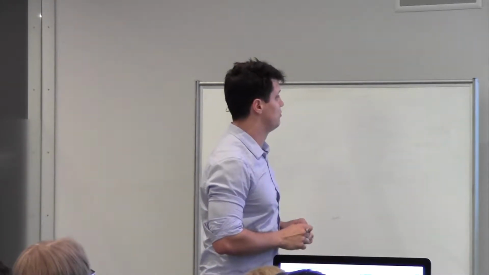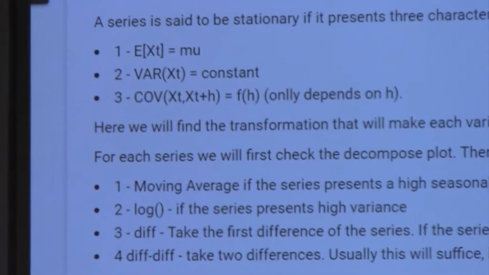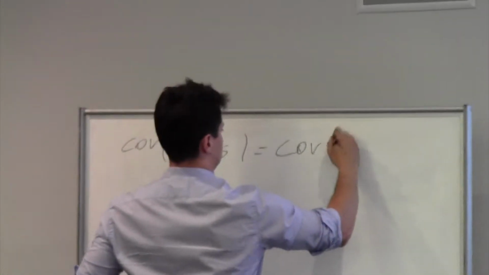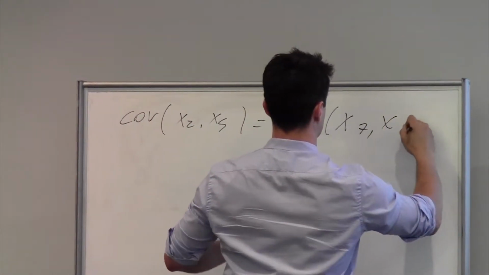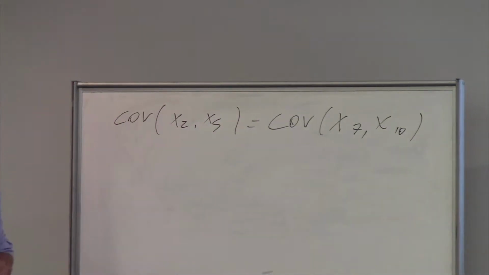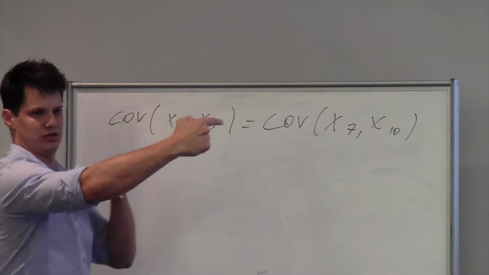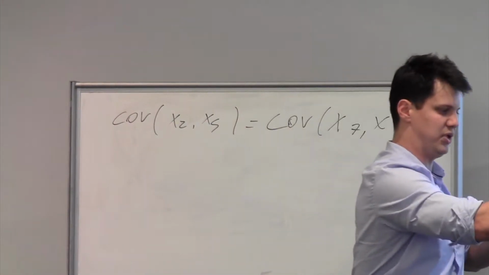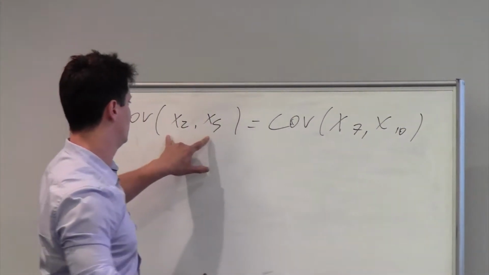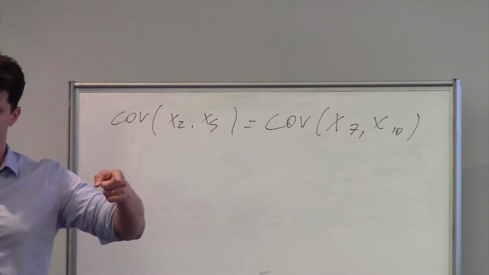And finally, the covariance is the tricky part. So the covariance of x2 and x5 is going to be equal to the covariance of x7 and x10. So the covariance between two points of the series is not going to depend on the time that it is now. Actually, it's going to depend on the delta between the two points.